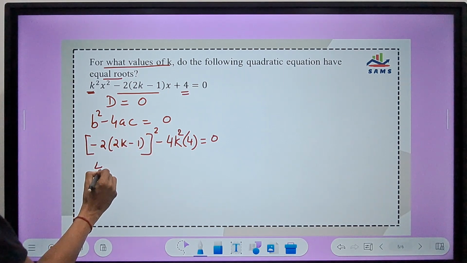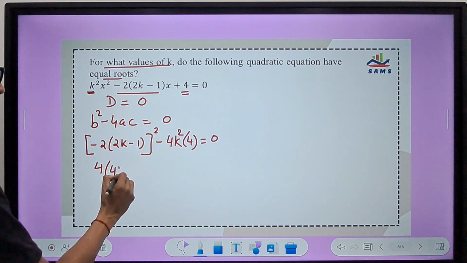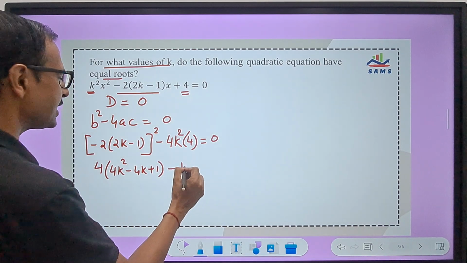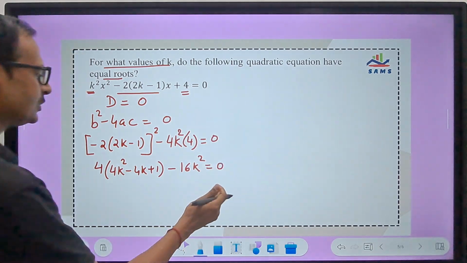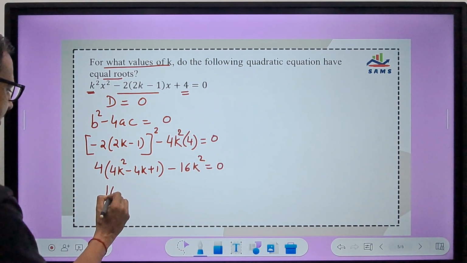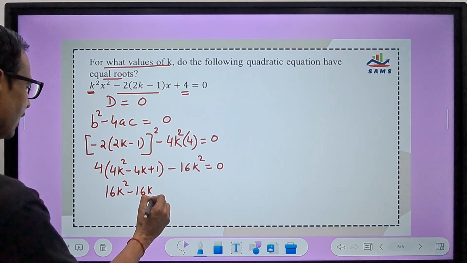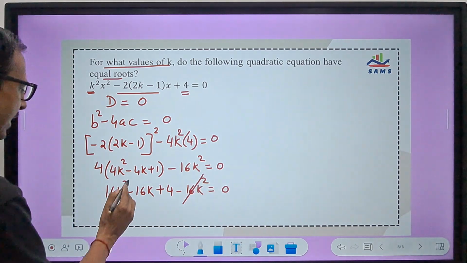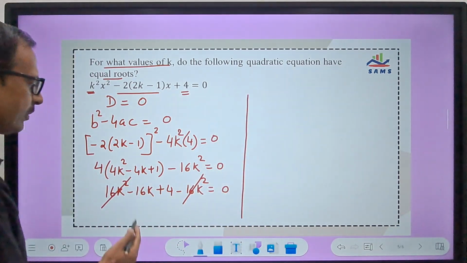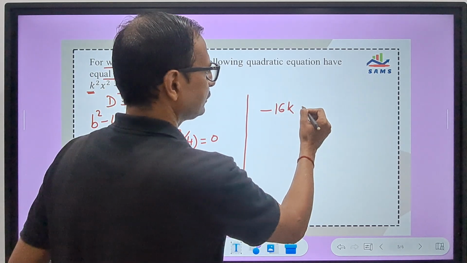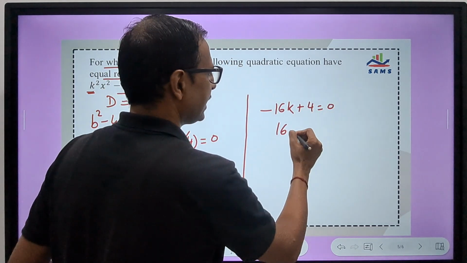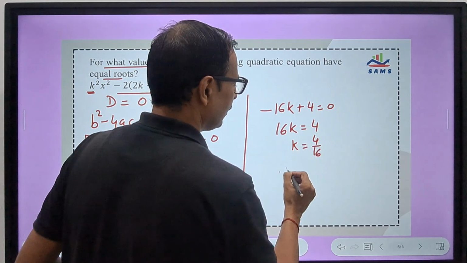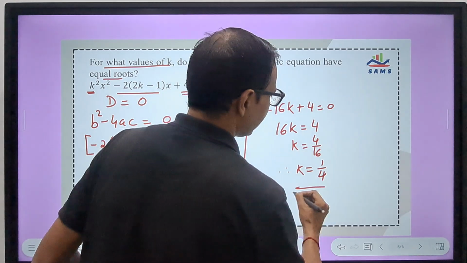Minus 2 square is 4 and (2k minus 1) whole square is, I will apply the identity, 4k square minus 4k plus 1, minus 16k square equal to 0. Now pretty easy, after this you just have to open the brackets. This is 16k square minus 16k plus 4 minus 16k square equal to 0. So 16k square cancels out and you have what? Minus 16k plus 4 equal to 0. So 16k equals 4. So k equals 4 upon 16 and therefore the value of k is 1 by 4, and that is the answer for the question.